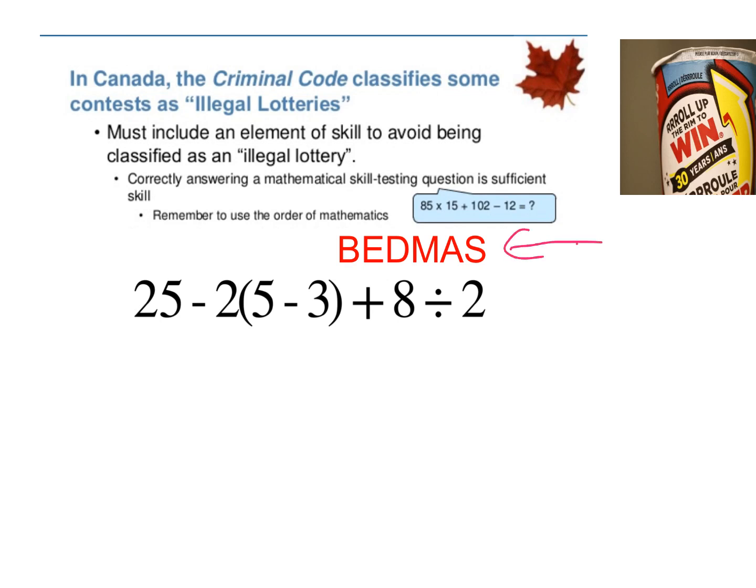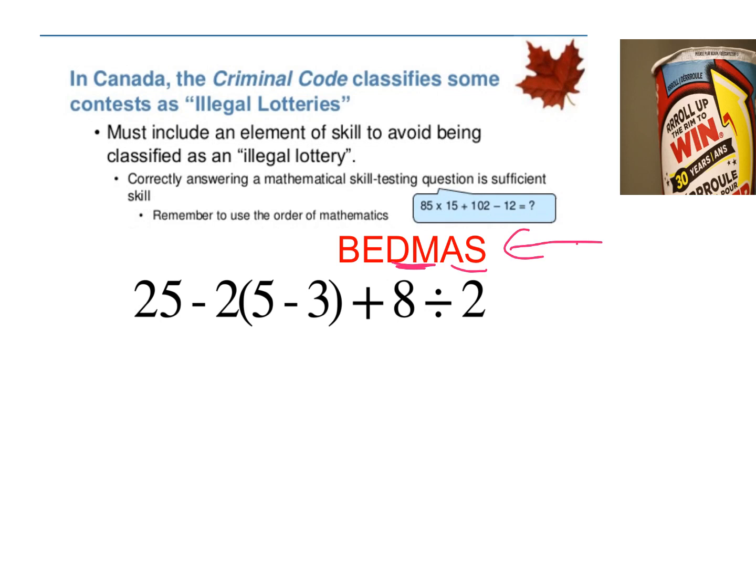BEDMAS stands for brackets, exponents, divide and multiply, add and subtract. It's telling us the order that we have to do those operations in order to get the correct answer at the end. The D and the M, they're kind of equally important. So divide and multiply, we just hit those whenever they come up in the question. And then add and subtract, same thing. Whatever order they come up in the question, that's when we do them. Adding is no more important than subtracting. But brackets definitely are, exponents definitely are, and so we always want to start with those.